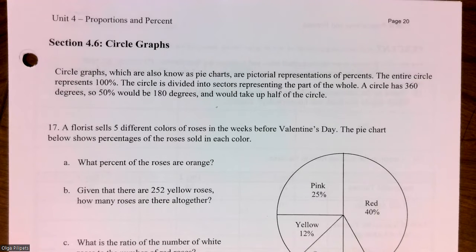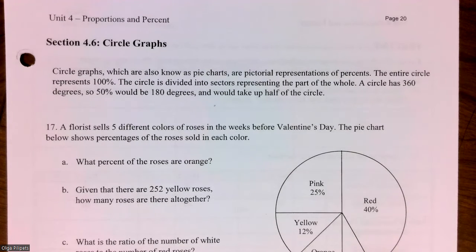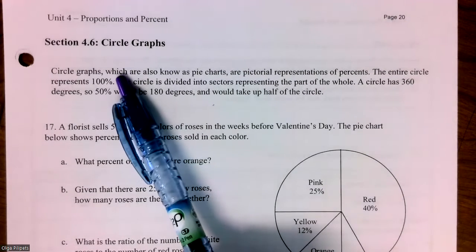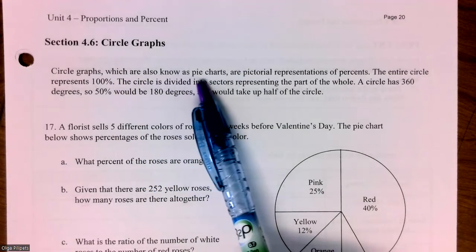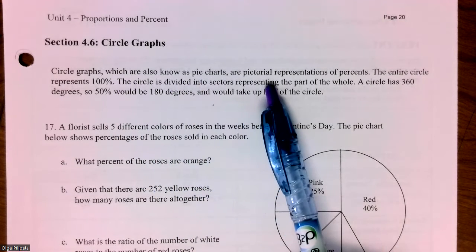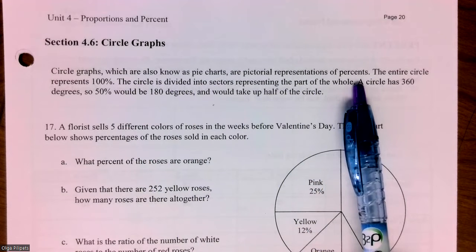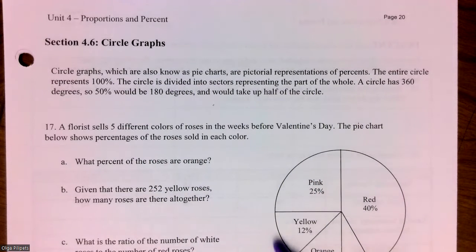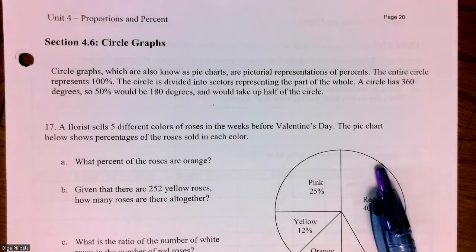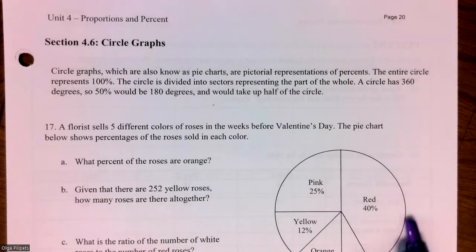Hey guys, in this video, we're going to talk about circle graphs. Let's read the definition. It says, circle graphs, which are also known as pie charts, are pictorial representations of percents. So the entire circle represents 100% or a whole, right?